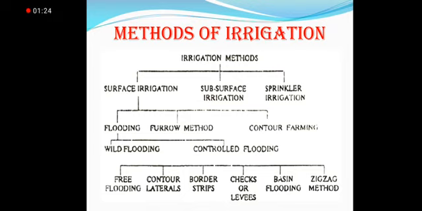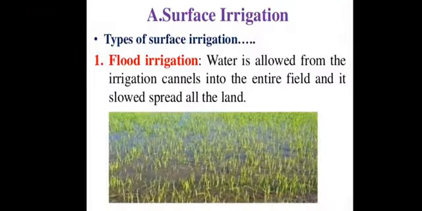Controlled irrigation means when we are allowing water to flow down and irrigate the land, but in a controlled way. There are various methods for doing this, that is free flooding, contour laterals, border strips, checks or levees, basin flooding and zigzag flooding. Let's see what these irrigation types are.